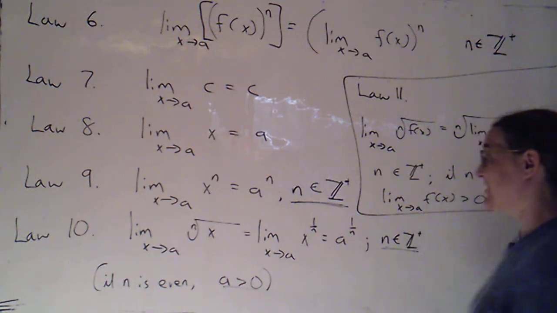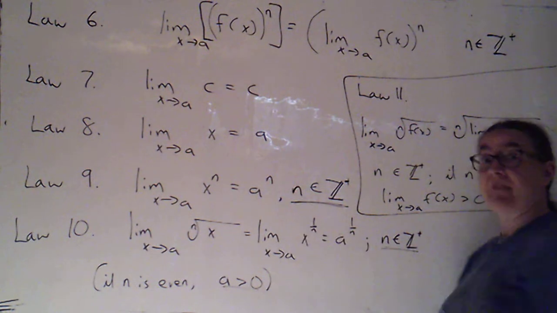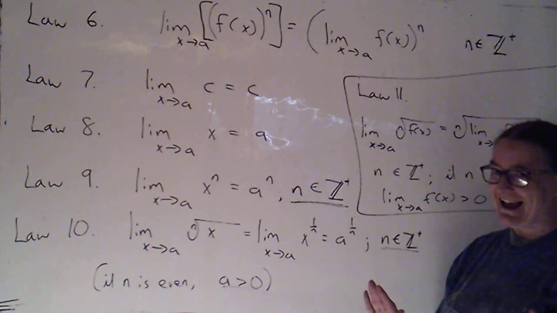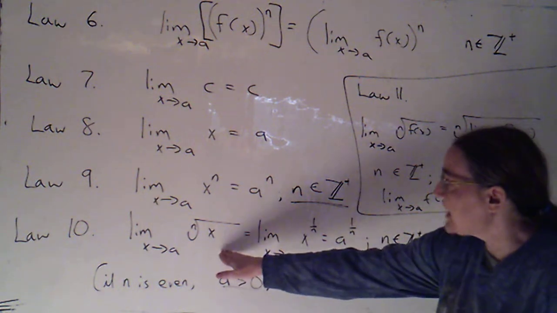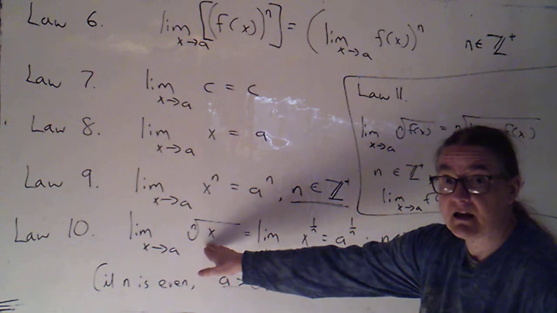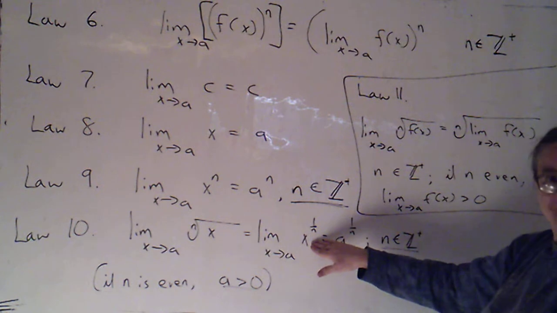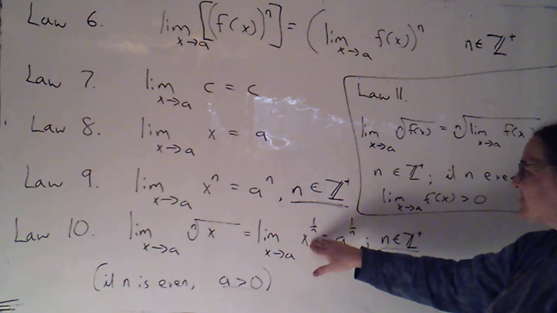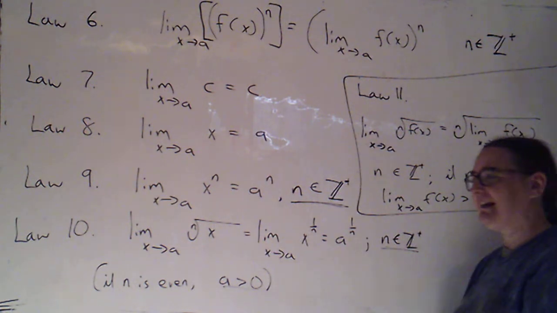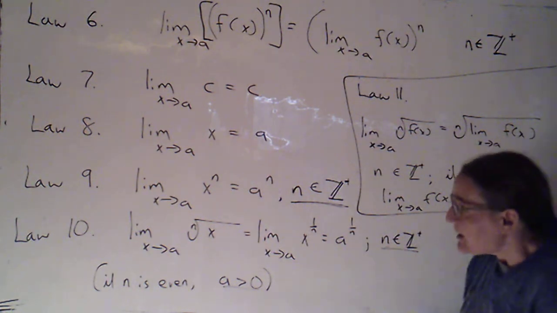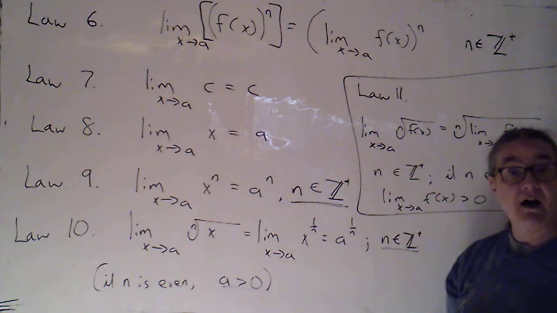I just wanted to mention that when they say n is a positive integer, all they're doing is saying this is true if n is a positive integer. They are not saying it is not true if n isn't a positive integer. And in fact, the next rule is talking about taking nth roots of x. That, of course, corresponds to powers that are 1 over n, so fractional powers for certain fractions, and that's continuous. If I'm taking the limit, I can just plug in a. Okay. And we do have this rule that if n is even, a is going to have to be positive.